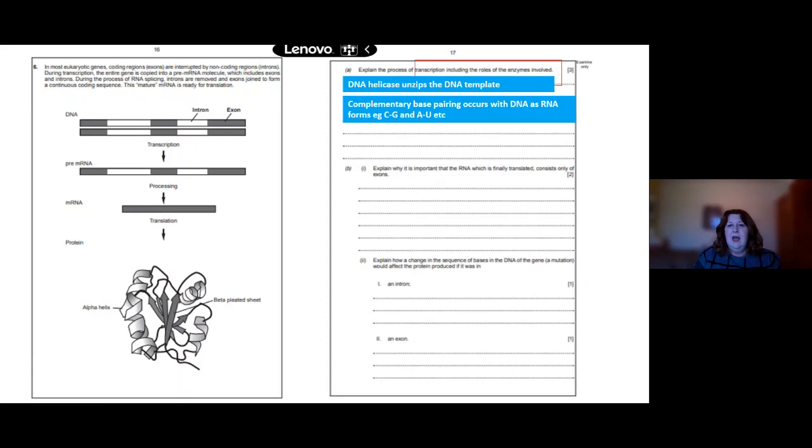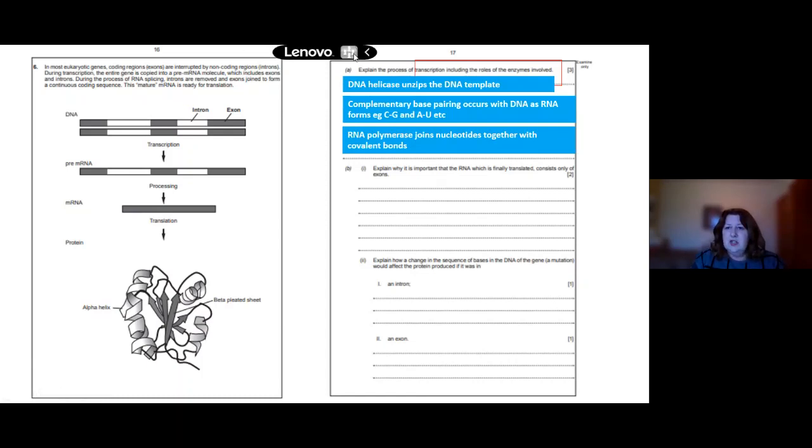So you want to explain how it is that those bases are then going to form, not forgetting that the RNA polymerase is our second enzyme, because it does actually say including the roles of the enzymes. So it's not just one enzyme, it's leading you into mentioning two. So as we know, that'll join the nucleotides together to form that backbone of the messenger RNA molecule.